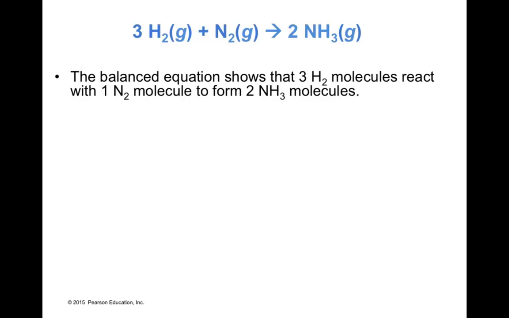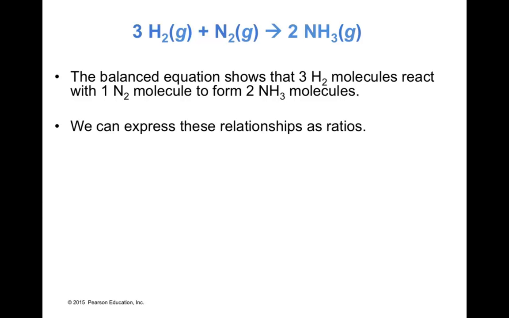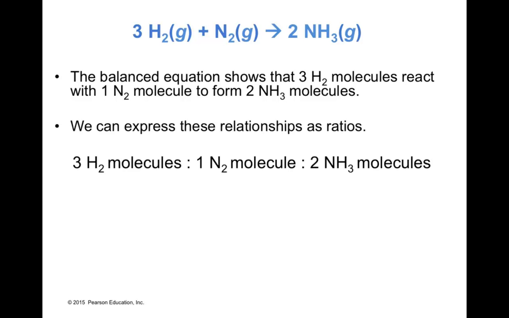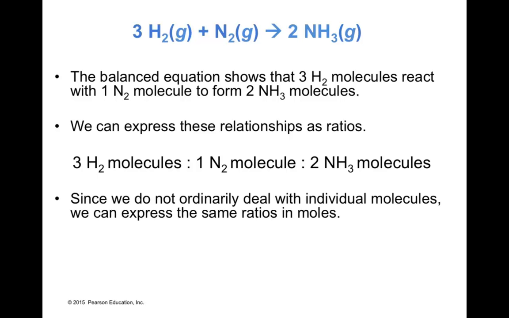So this relationship between the number of molecules of the reactants and products can be expressed as ratios. So we can say that three molecules of hydrogen react with one molecule of nitrogen, and this will produce two molecules of ammonia. But most of the time, we don't talk about molecules.